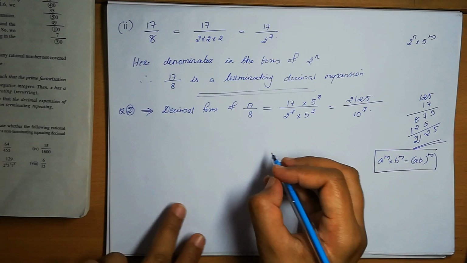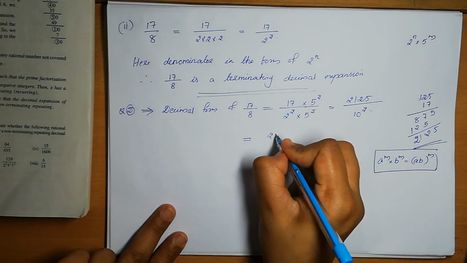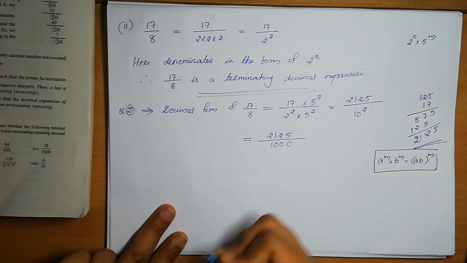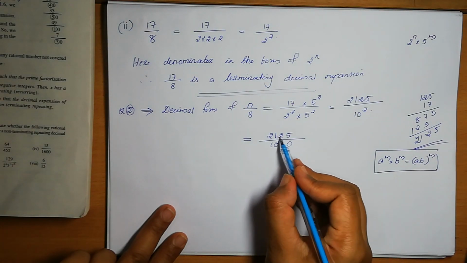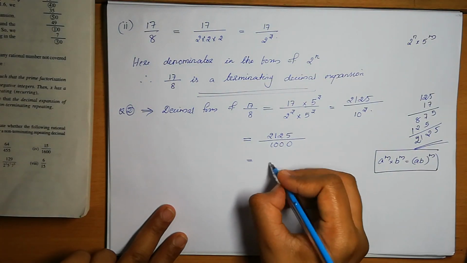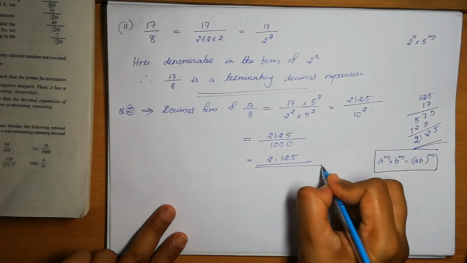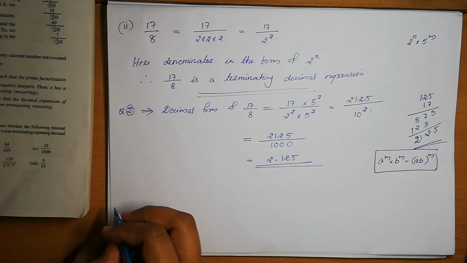10 cube we can write. That means 2125 by 1000. Correct. That means we need to put 3 points, divided by 1000 means that 2.125 is the decimal expansion of 17 by 8.